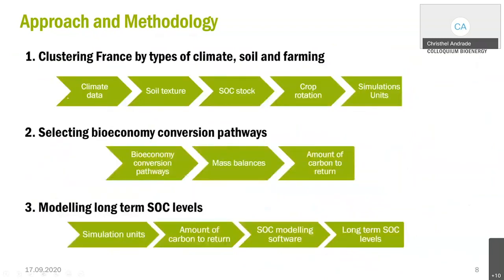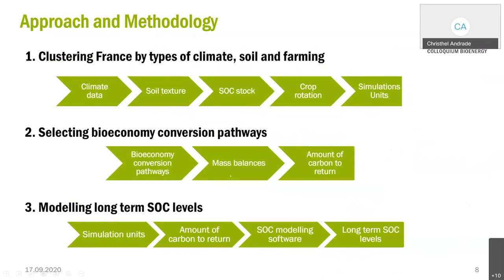So to complete this first stage, we are following 3 steps. First, we cluster France, following the type of climate, soil, and farming. Using geographical information systems, we have gotten climate, soil texture, and the initial soil stocks data. This information, we cross it with the crop rotation and farming practices in the whole territory of France to create what we call our simulation units.